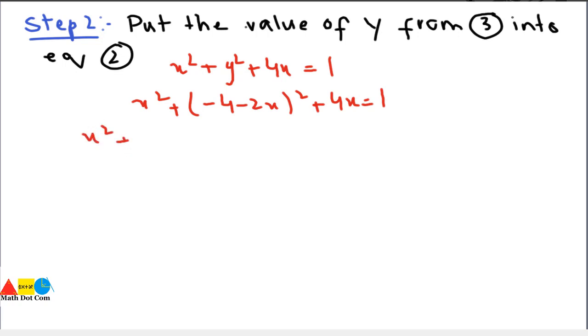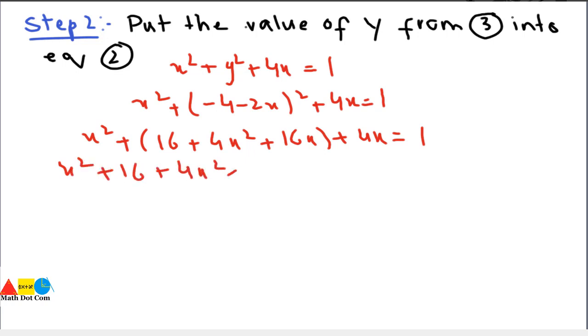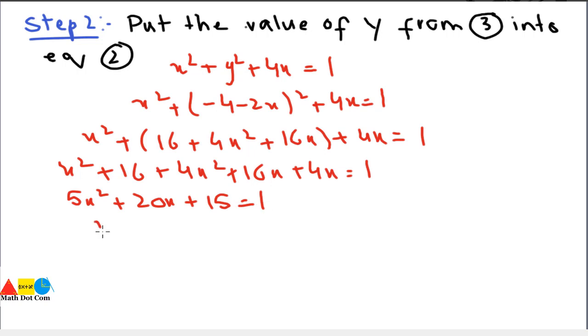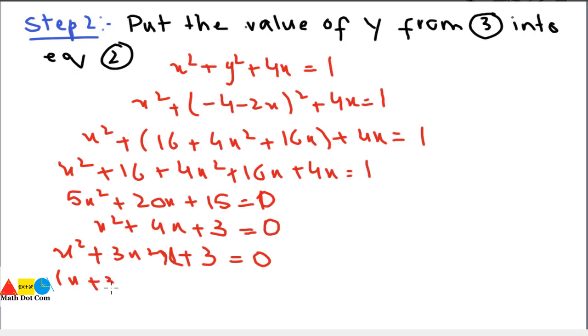Then x square plus, I'll use the formula of (a plus b) whole square, that is 16 plus 4x square plus 16x, plus 4x equals 1. Then I'll further simplify it, and it will be 5x square plus 20x plus 15 equals 1, so 5x square plus 20x plus 14 equals 0. Dividing, we get x square plus 4x plus 3 equals 0. Now we will solve it by factorization: x square plus 3x plus x plus 3 equals 0. Taking x common, x times (x plus 3) plus 1 times (x plus 3) equals 0, then (x plus 1) and (x plus 3) equals 0.